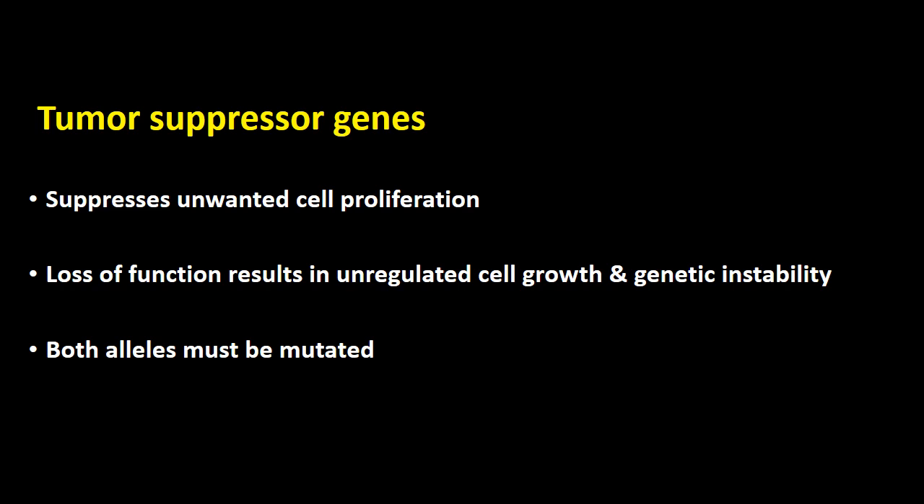Once tumor suppressor genes are damaged, it also leads to genetic instability of the cell. It will make the cell more vulnerable to acquiring many other mutations, so it becomes genetically unstable, which is again a characteristic feature of a cancer cell. But for a tumor suppressor gene knockout effect to be established on a full scale, both the alleles must be mutated, so that the cell will lose control over proliferation.